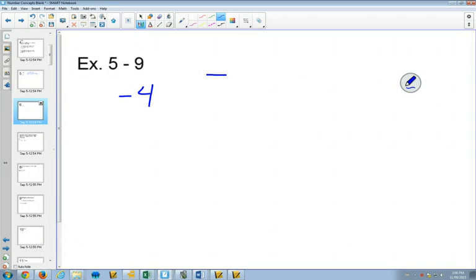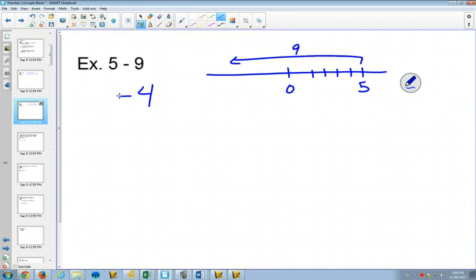Again, we can think of our number line, put 0 on there. 1, 2, 3, 4, 5. This is where we're starting, and subtracting 9 will move us back this way 9 spaces, and you'll end at -4.